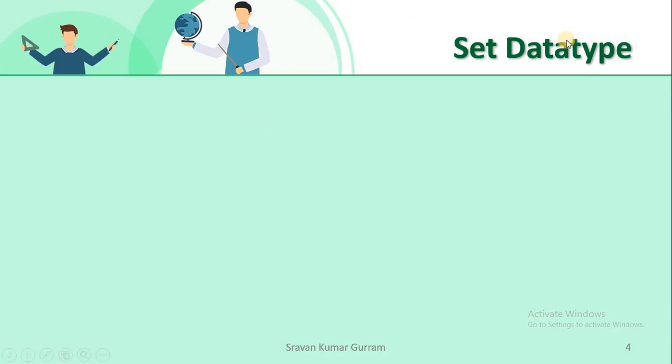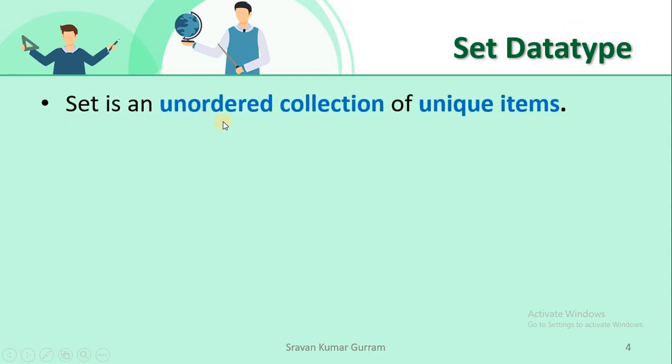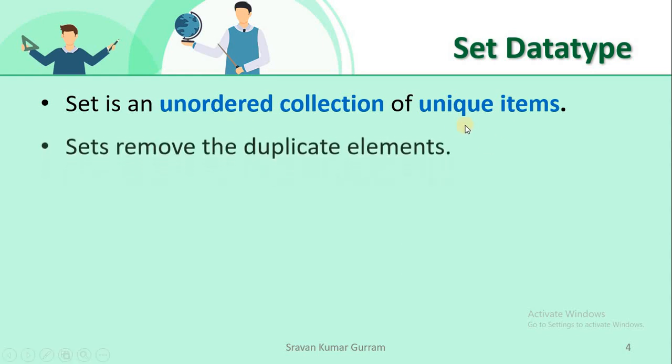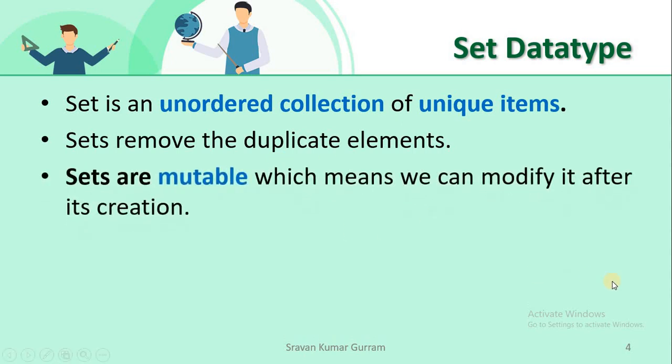Let us start with set data type. Set is an unordered collection of unique items. Here the important point is unordered. Set doesn't maintain any order and it is a collection of unique items, meaning it doesn't have any duplicate elements. If you are trying to enter duplicate elements, set removes them. Sets are mutable, which means we can modify it after creating the set.